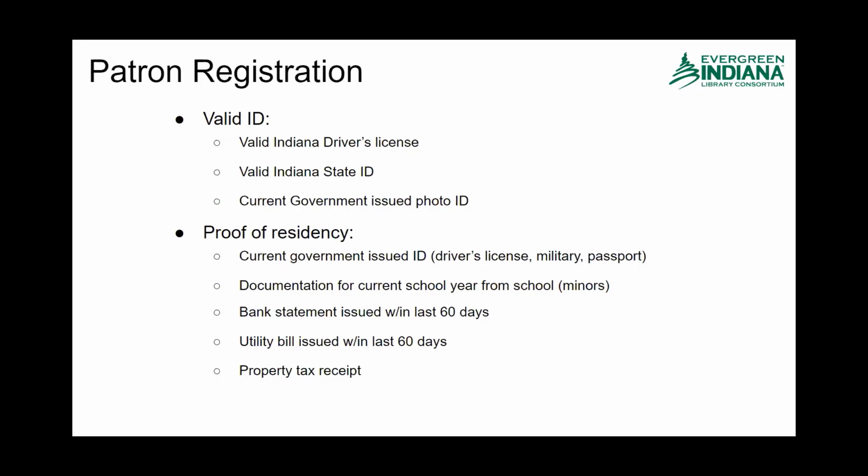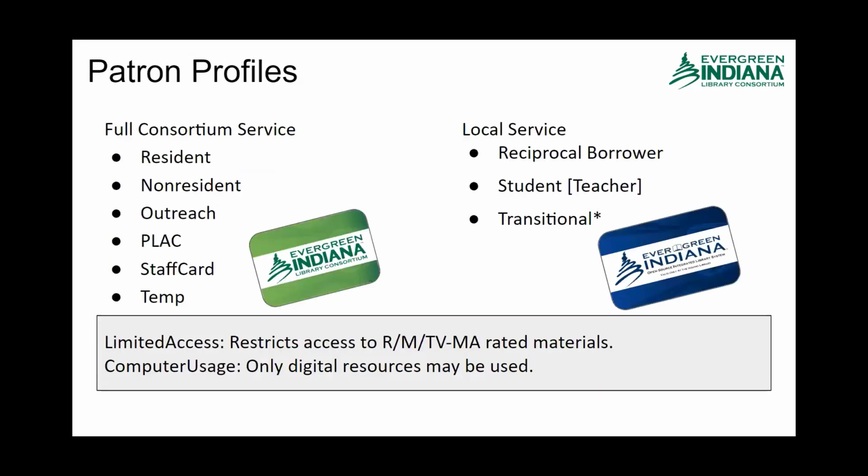There are some exceptions in here. Well, exceptions, yes and no. Say somebody moves into your service area and they come with an Arkansas driver's license. Obviously, it doesn't have their correct address on it. But if they come with that valid ID and then they come with proof of residency, so could be a utility bill or something like that, could be a lease, then they should be eligible for an Evergreen Indiana Library card.